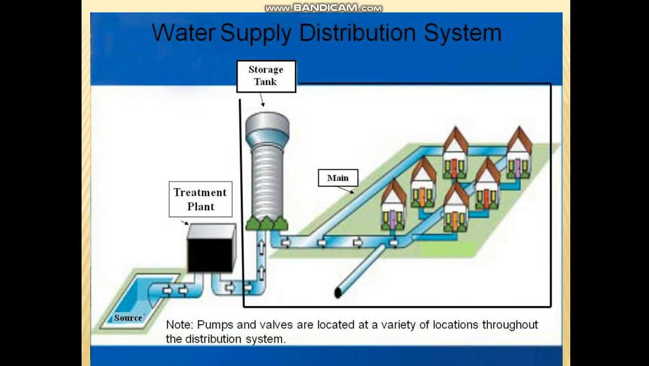So this is the figure of a water supply distribution system. You can easily see the source, that is collection work, then the pipe network, that is your transmission work. After transmission work, the water comes into the treatment plant where it is treated by different processes, and after treating the water, it is stored in the storage tank, and after the storage tank, it is distributed to the consumers.